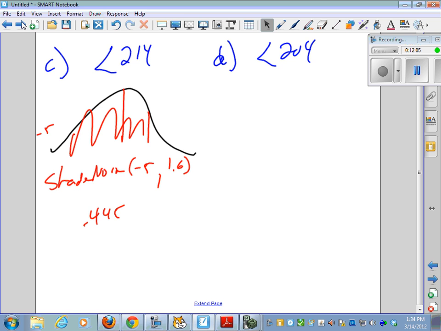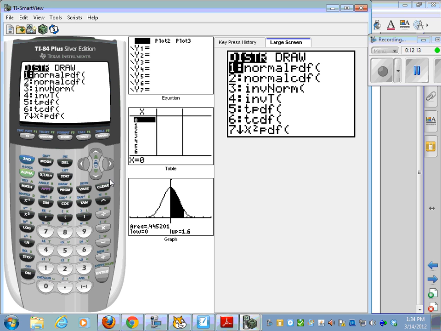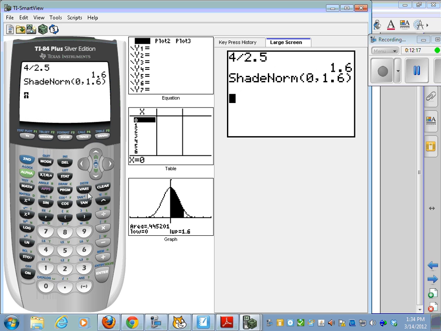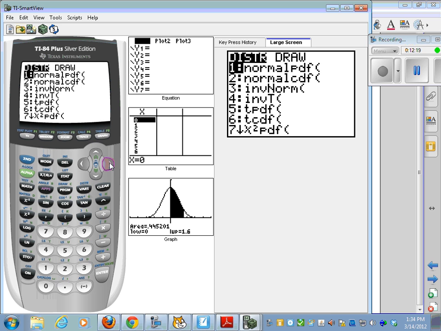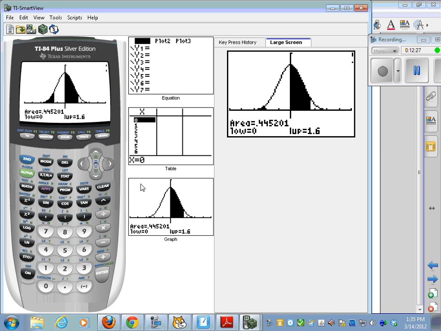Let's shade norm that again. I'm going to go Second function, distribution, draw. I'm going to shade norm from -5 to 1.6. Yeah, so I did get 0.9452. That's fine.